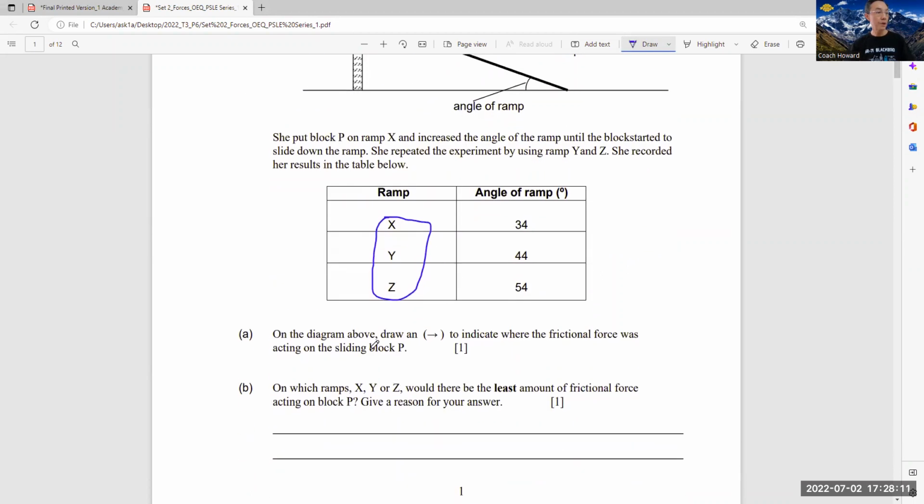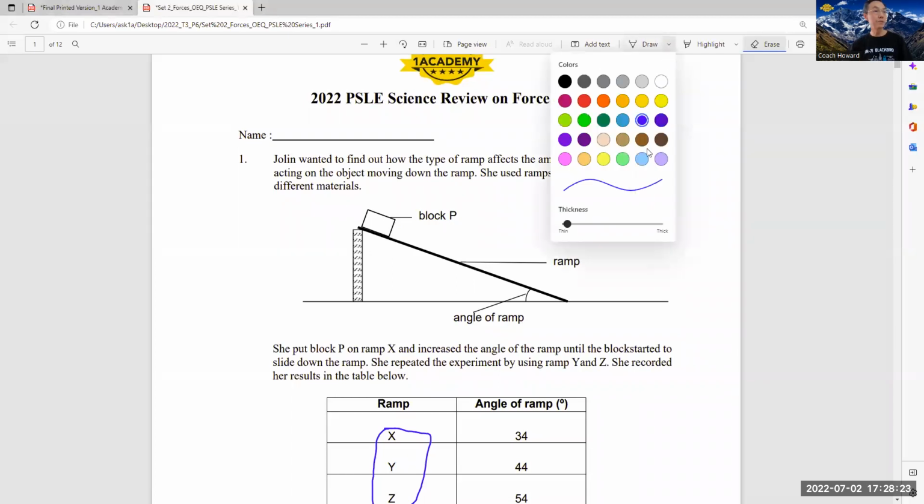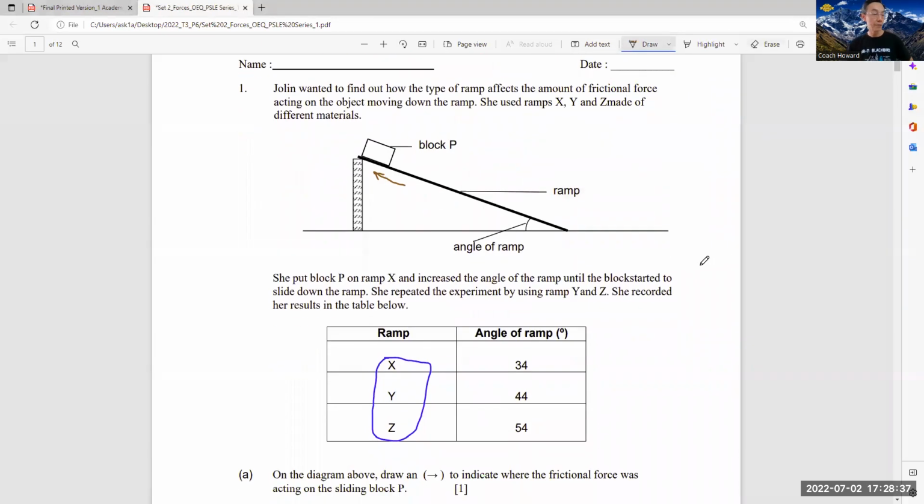So question one is, on the diagram, draw an arrow to indicate where the frictional force was acting on the sliding block. So in your diagram here, you should draw an arrow using pencil, okay? Because the block is sliding down, the frictional force you should draw this way, parallel to the ramp in the opposite direction of the slide movement.